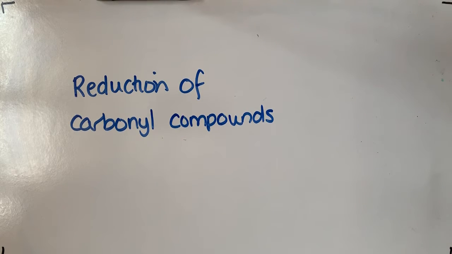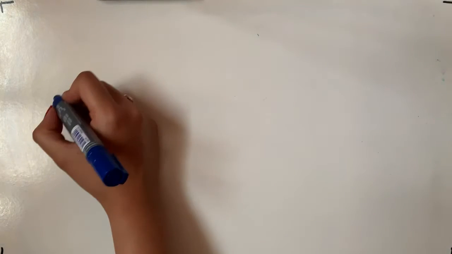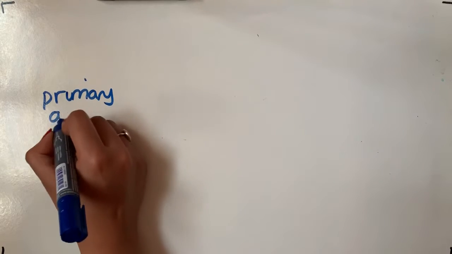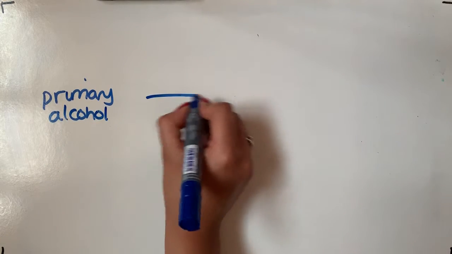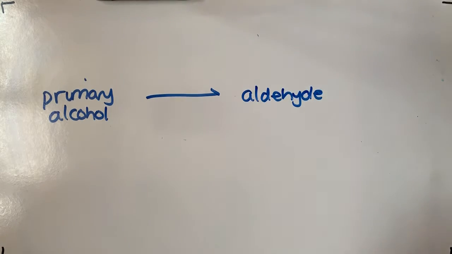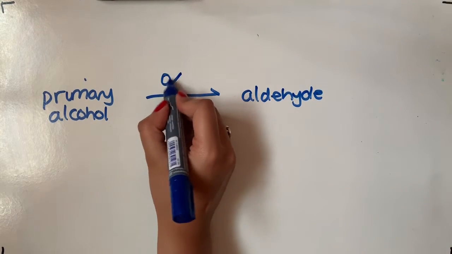In this video, we are going to be looking at the reduction of carbonyl compounds. Now, we've looked at the oxidation of them, so we're now going to look at the opposite reaction that we can do, where we do their reduction. So let's just have a think about the oxidation reactions that we've done. So we've gone from a primary alcohol to the corresponding aldehyde. So that is the oxidation reaction occurring there.